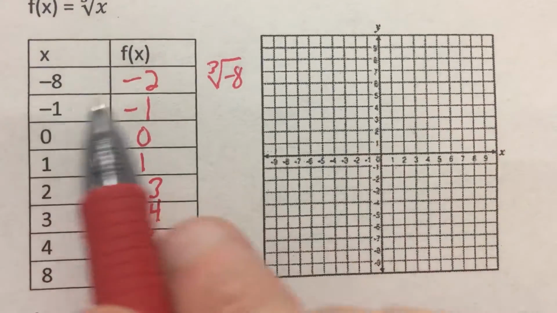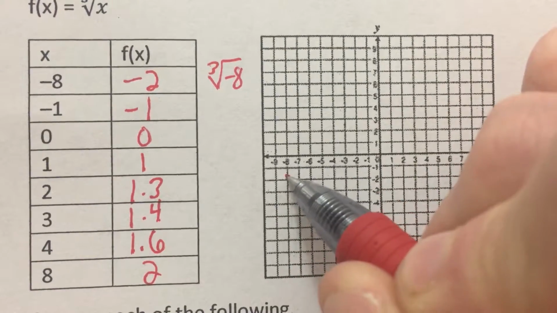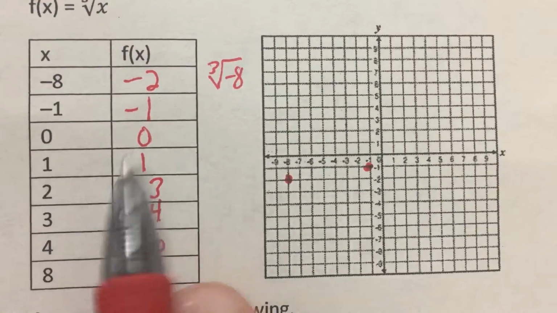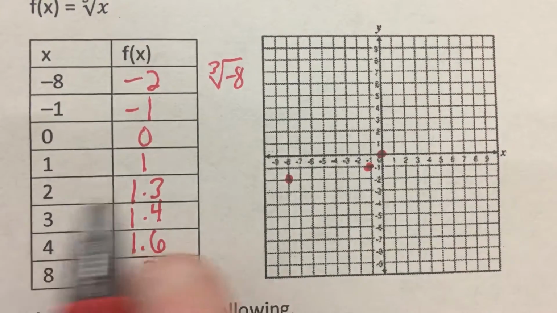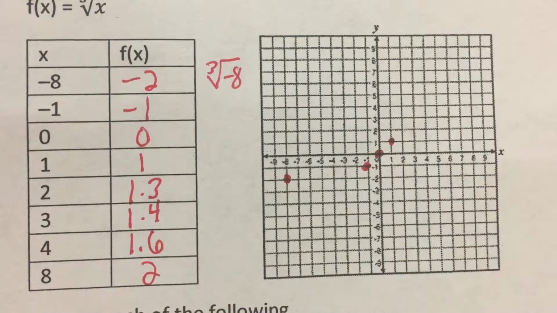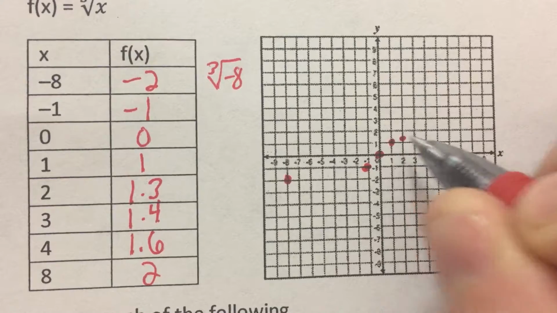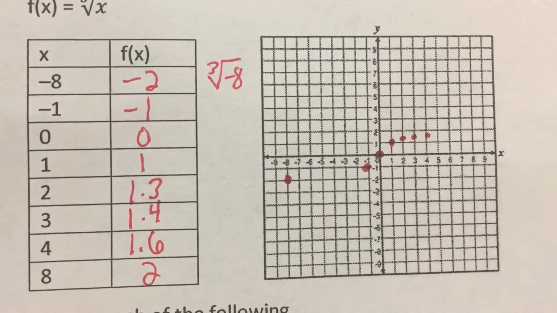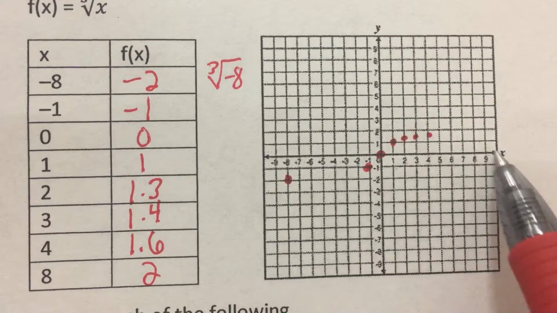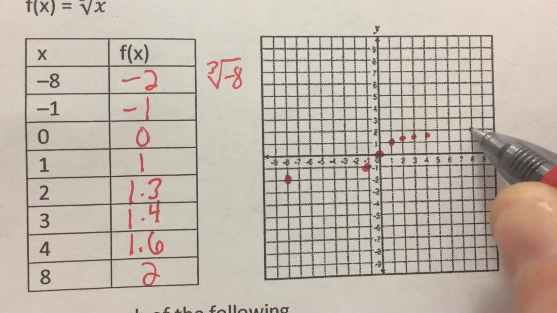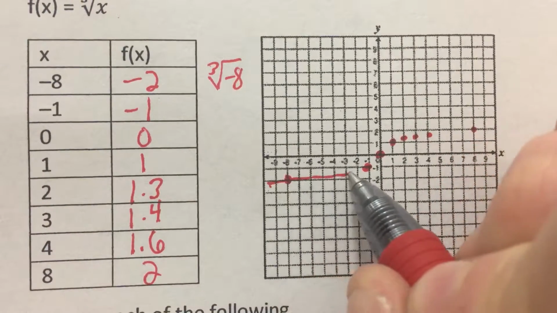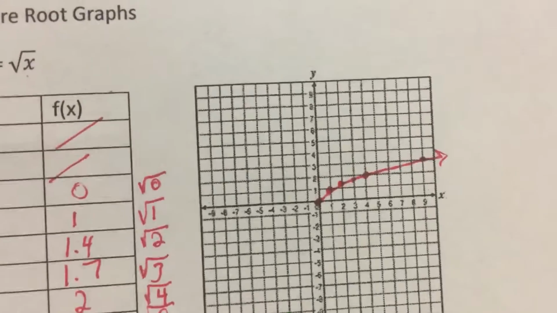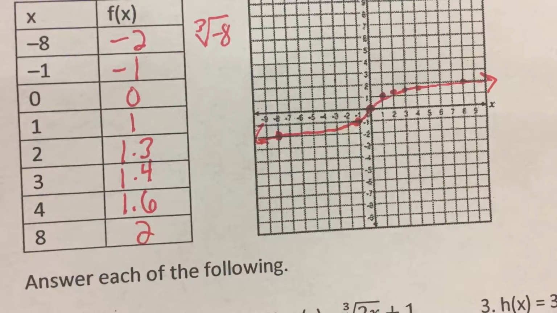The point -8, -2 would be to the left 8 and down 2. -1, -1 would be left 1, down 1. 0, 0 is the origin. 1, 1 is right 1, up 1. 2 and 1.3, 3 and 1.4, 4 and 1.6. You're getting the idea, just a little bit higher. It's just creeping up slowly. If you go all the way out to 8, you'll finally reach 2. And so the cube root graph kind of makes this shape, like so. So that's the square root function and the cube root function when graphed.